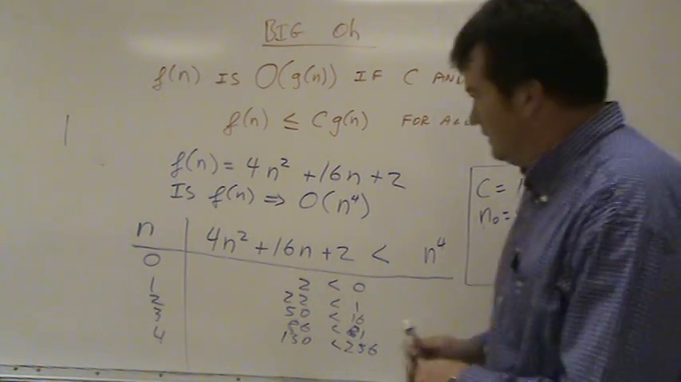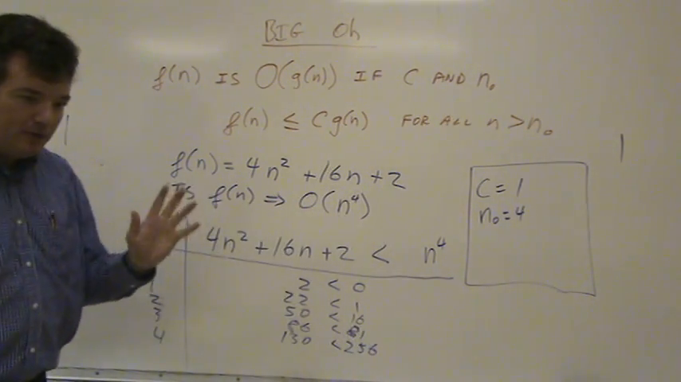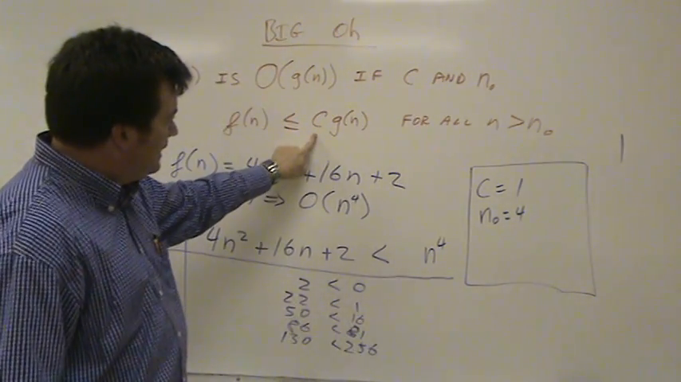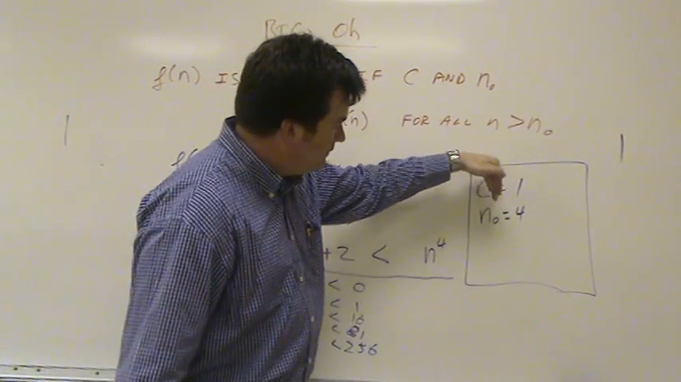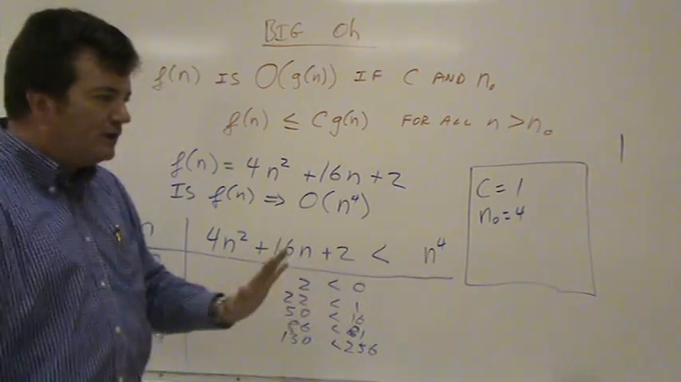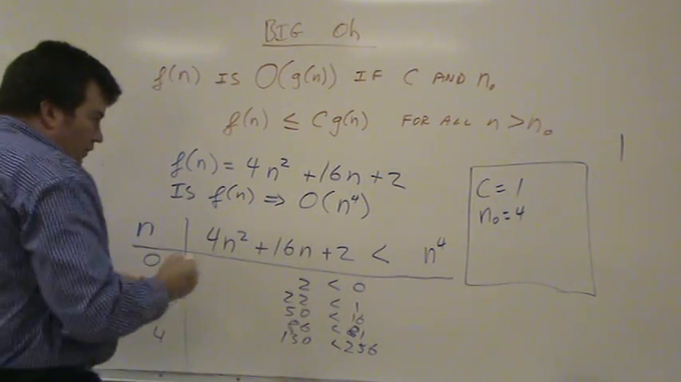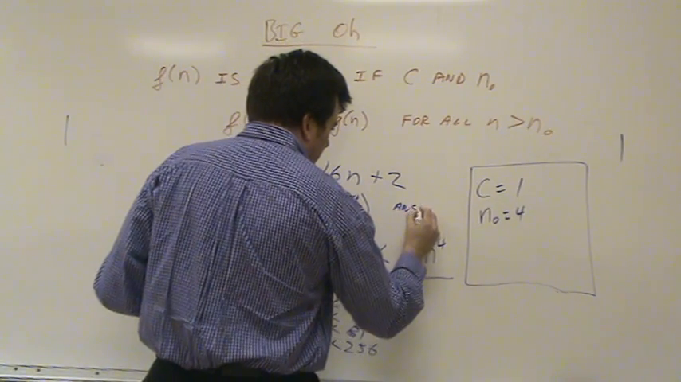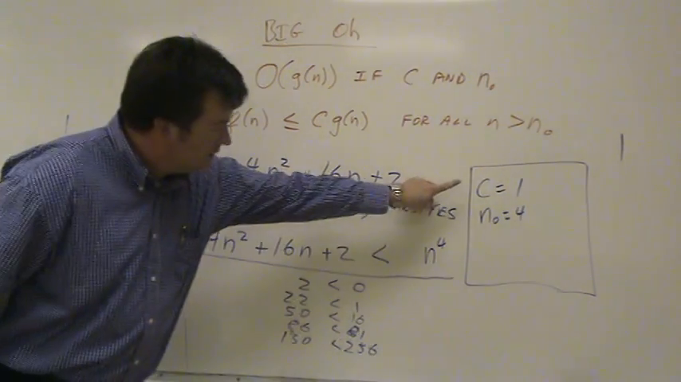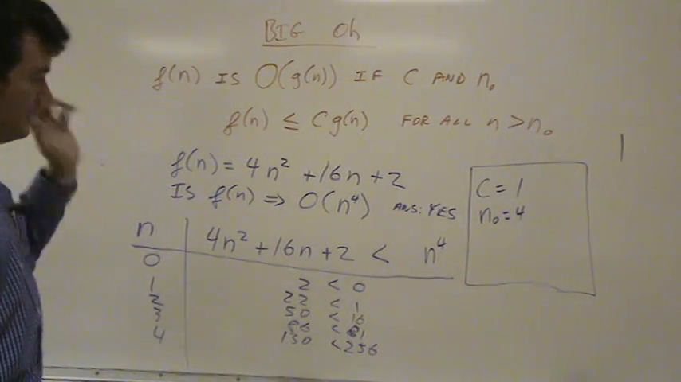So the answer to the question, is this function big O of n to the 4th, would be yes, if we could come up with a constant, which we've come up with as 1, and a particular value of n, where for that value of n and all values greater than it, this statement is true. If we can do that, then the answer is yes. And if we could never find a constant and a particular starting value of n from which that becomes true forever, then the answer would come out to be no.